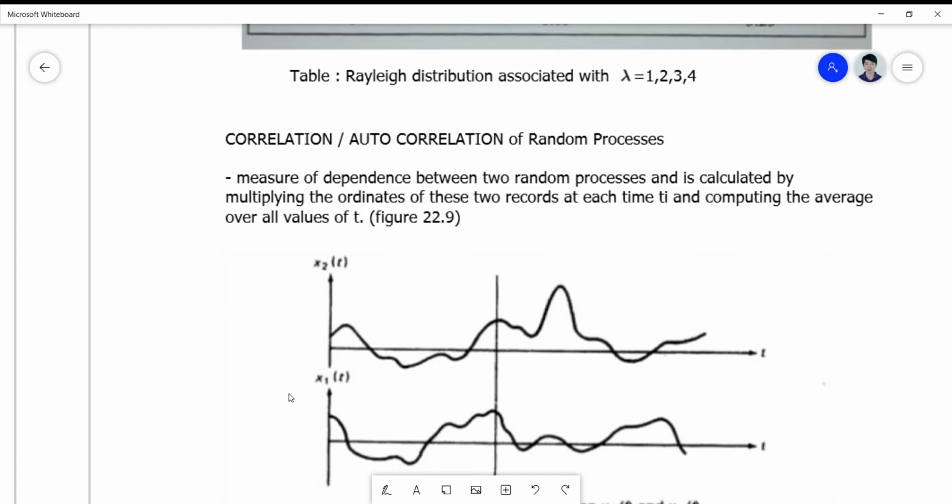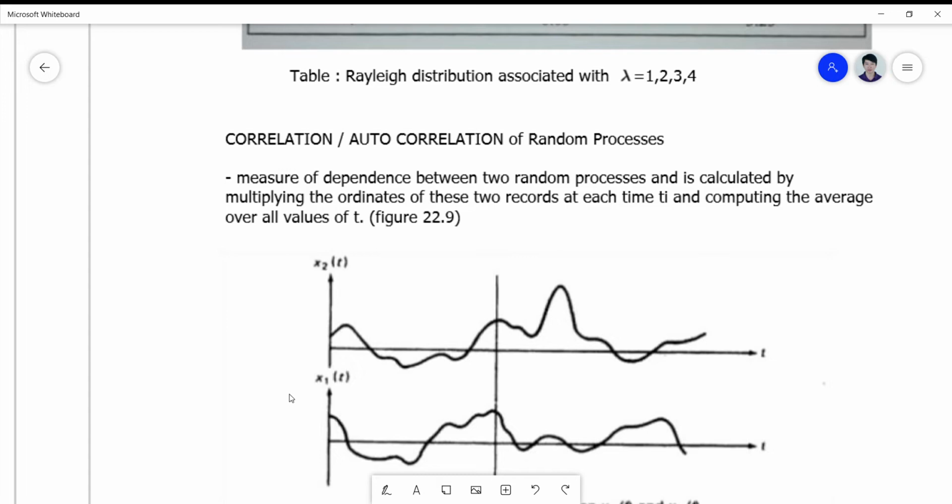Okay, so we're still on the random processes. We've just finished some statistical tools, but this is another tool which is an extension of the PDF procedure that helps us now measure the dependency between two random processes.